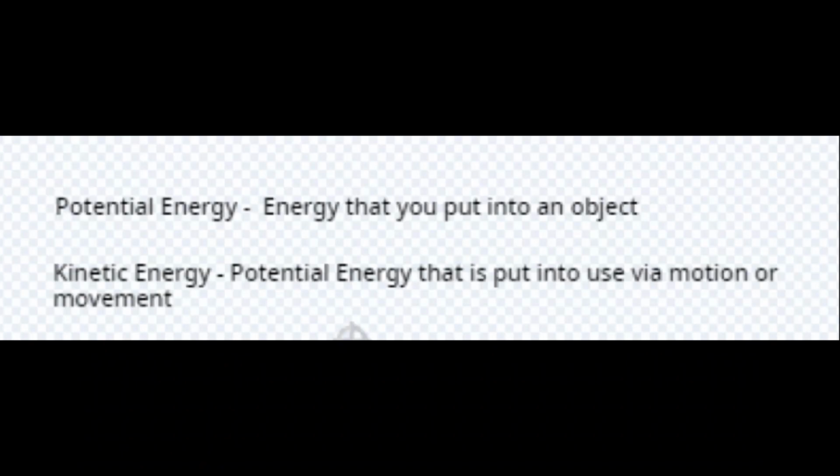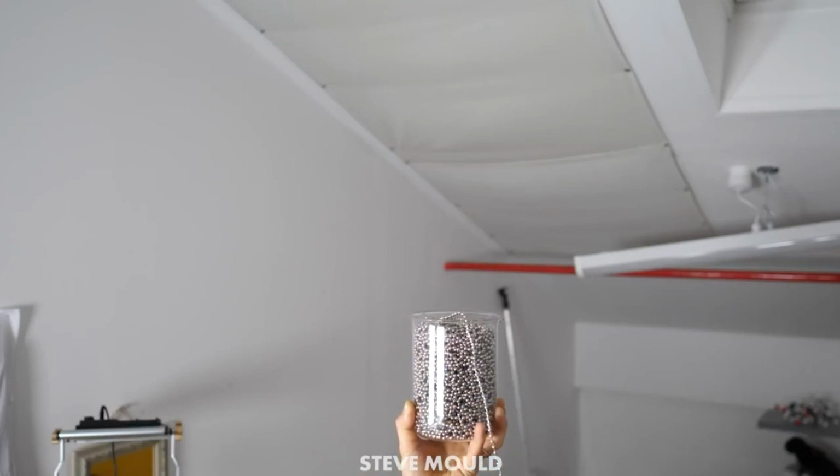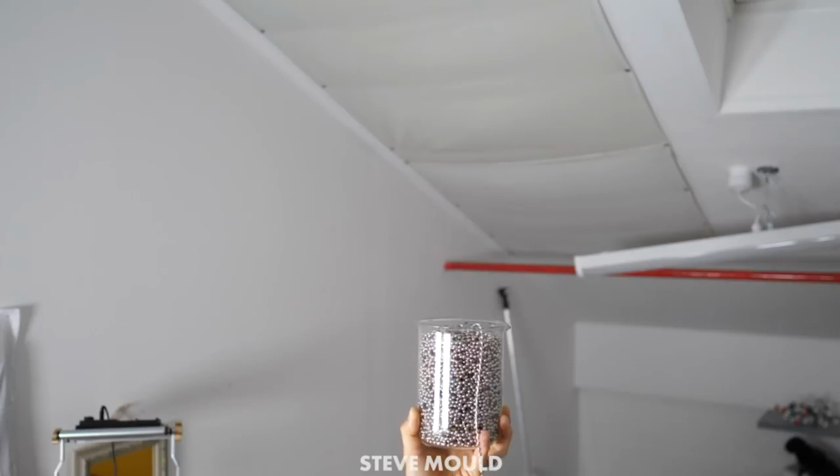Basically, I'm describing the two different types of energy. In physics terms, there are two types of energy, potential energy and kinetic energy. Potential energy is energy that you put into an object, and kinetic energy is potential energy that is put into use via motion or movement of that said object. You may think there's only one source of potential energy, that is, him starting the chain fountain, but there's actually two sources of potential energy.